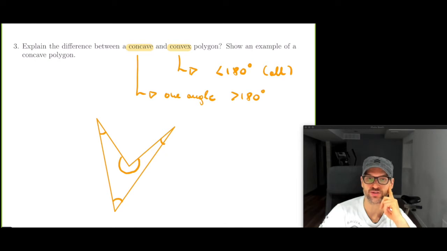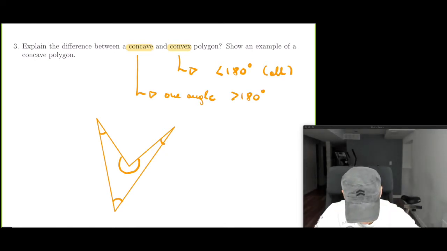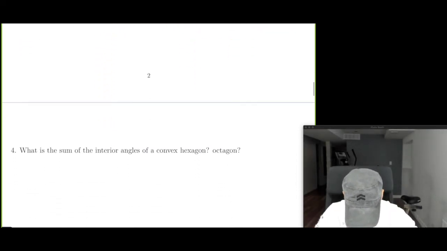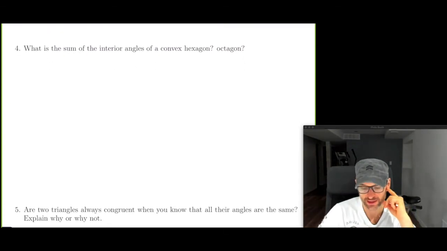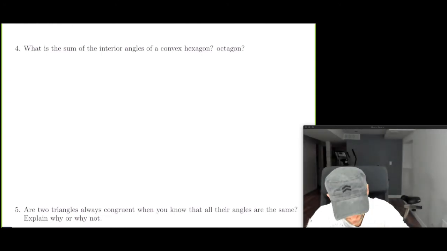So that is question number 3. So question number 4. For question 4, it says, what is the sum of the interior angles of a convex hexagon and an octagon? So this again is still in polygons. This is something that you may remember.